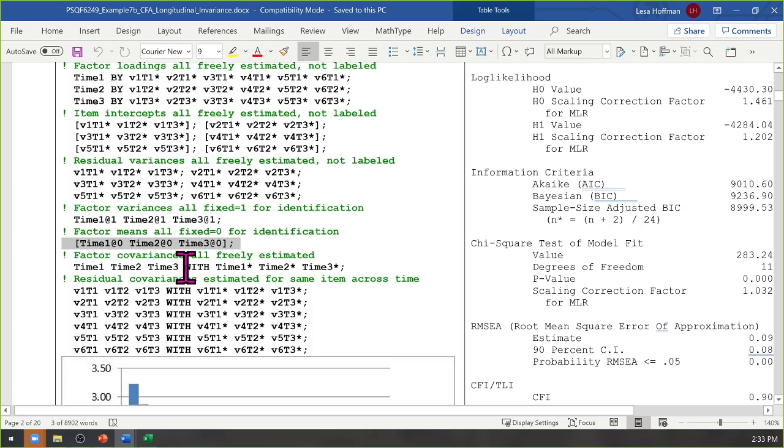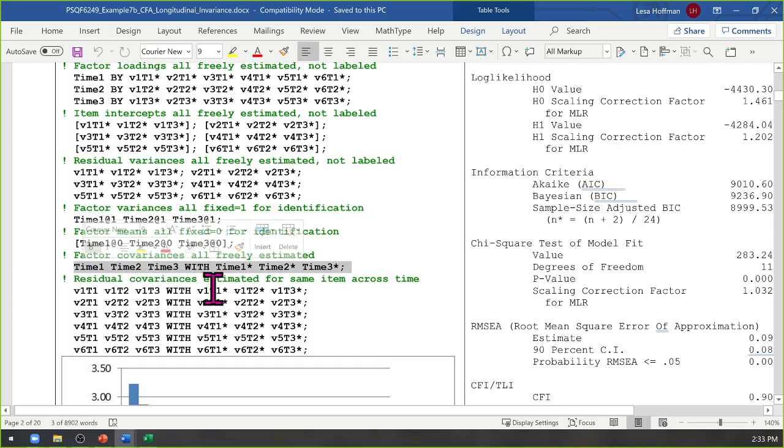So the model is identified such that the factor means are all 0, the factor variances are all 1. That way I can estimate all of the intercepts for the items as well as all the loadings for the items. So factor means go with intercepts, factor variances go with loadings.